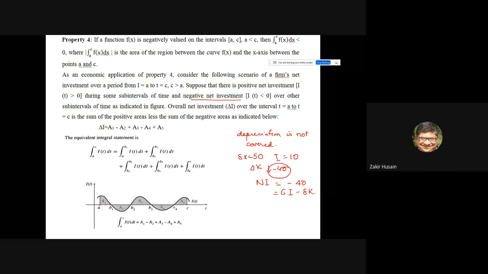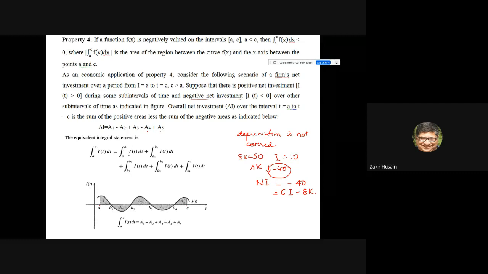So we can see that net investment changes in an oscillatory manner. In the first period it is positive, then negative, then positive, negative, again positive. If these areas are A1, A2, A3, A4, A5, then A1 is positive, A2 is negative, A3 is again positive, A4 is again negative, and A5 is positive. So this is the net investment over the period.